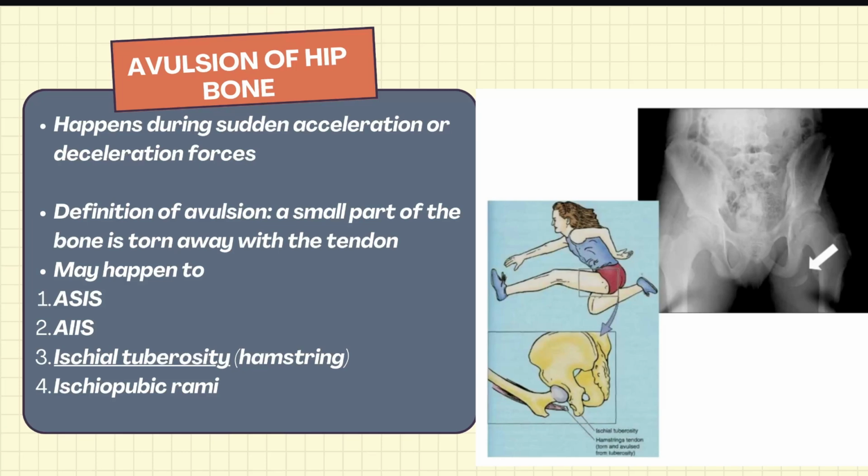Now, avulsion of the hip bone: some structures that can be avulsed from the hip are the anterior superior iliac spine or the anterior inferior iliac spine. If either of these two are removed, this is called avulsion of the hip. Other things can be the ischial tuberosity, which affects our hamstrings, or the ischiopubic ramus.